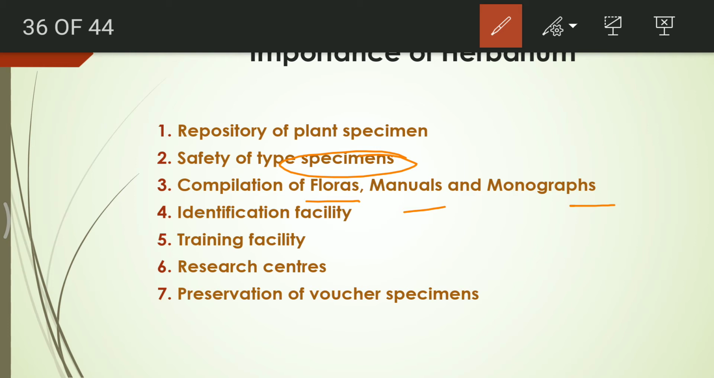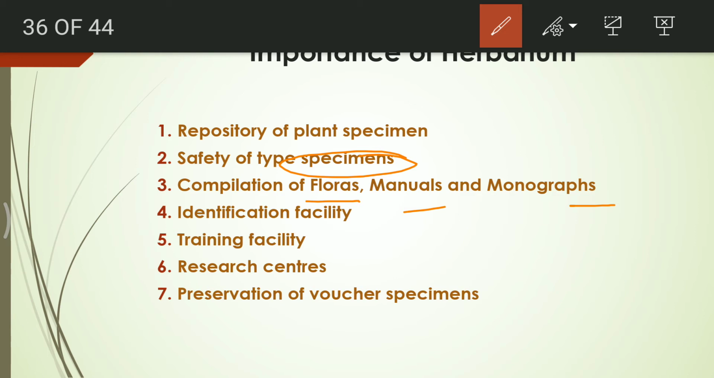Fine. Next is the preservation of voucher specimens. Voucher specimens are the specimens on which specialized studies, such as chromosomal, phytochemical or ultrastructural studies, have been conducted, so they need to be preserved in the herbaria. In such cases, when a contradictory report is received, the voucher specimens are re-examined to verify the earlier findings. So I hope this is understood by you all.